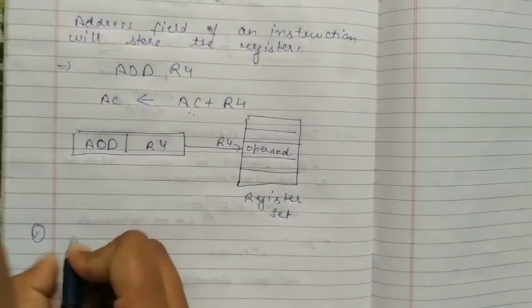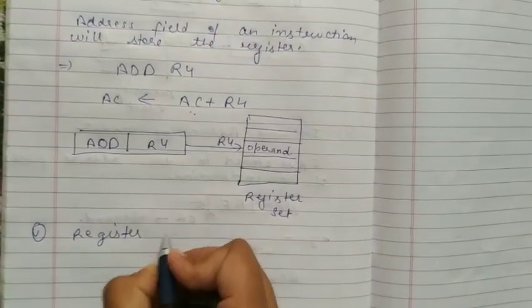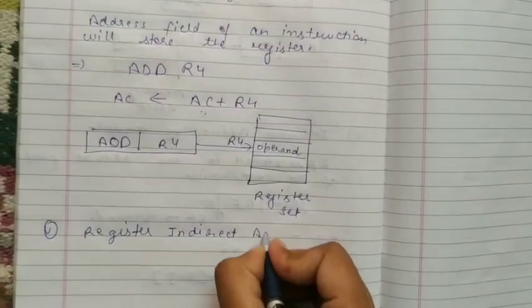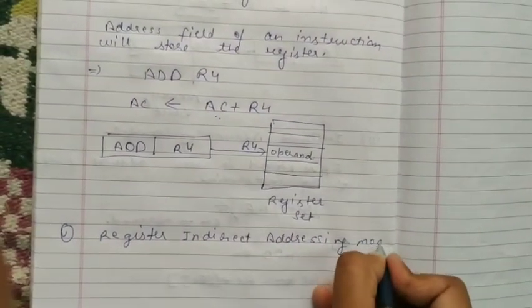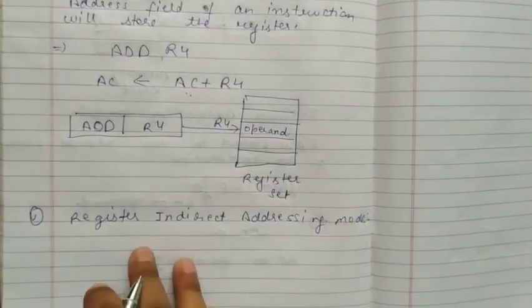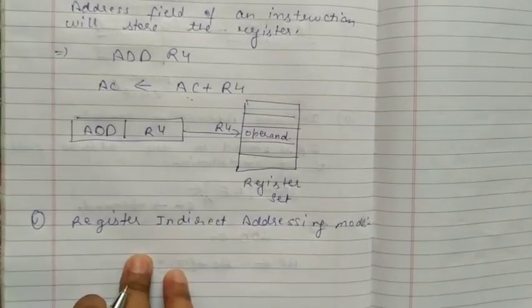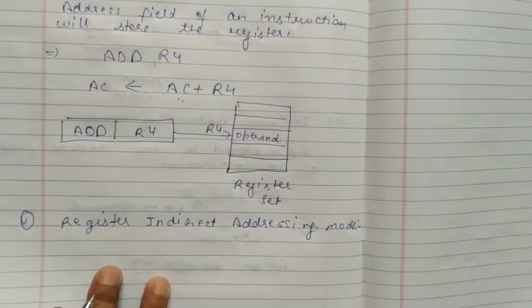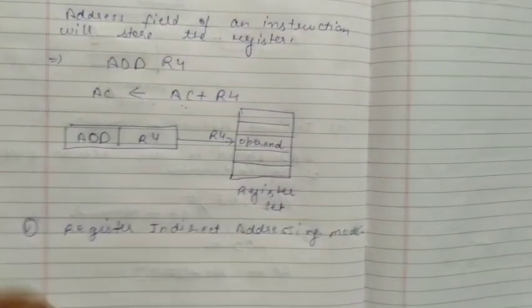Now next is the register indirect addressing mode. A register indirect addressing mode is similar to the indirect addressing mode, meaning that the address field will store the effective address for the operand.